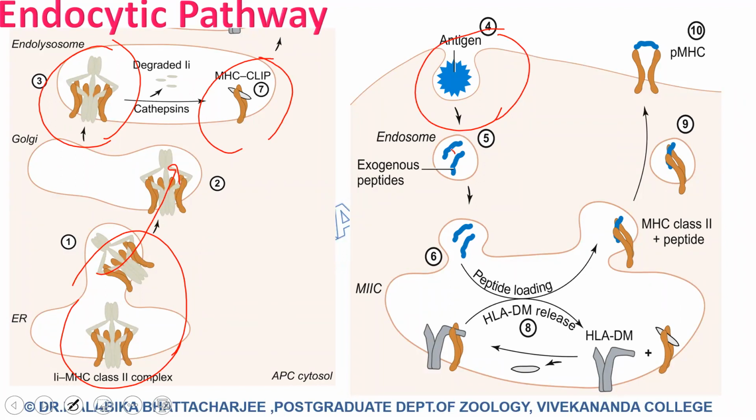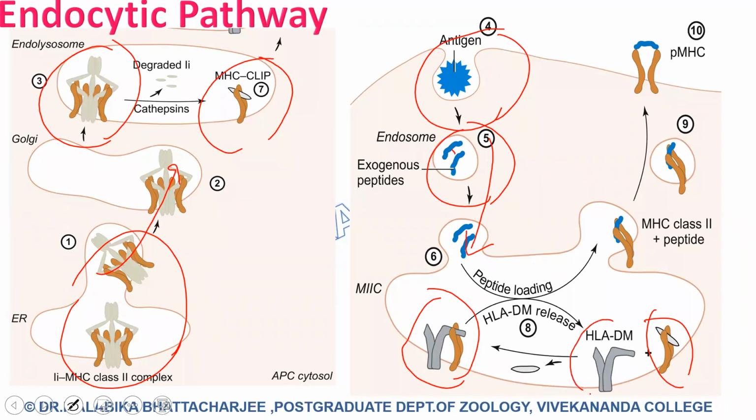As you can see, the antigen has been partially digested, and the endosome now fuses with the compartments containing these MHC clip fragments. Sorry, this is the MHC clip fragment. And as I said, in these compartments, HLA-DM is present. HLA-DM then removes the clip, loads the peptide, and you can see the peptide is loaded and presented.